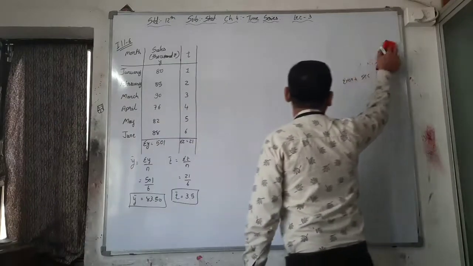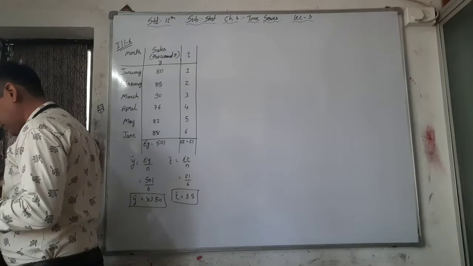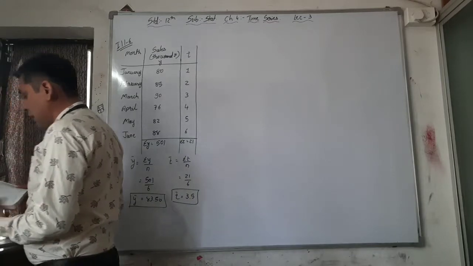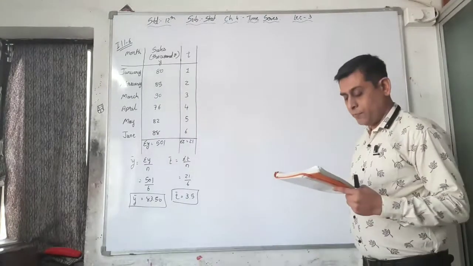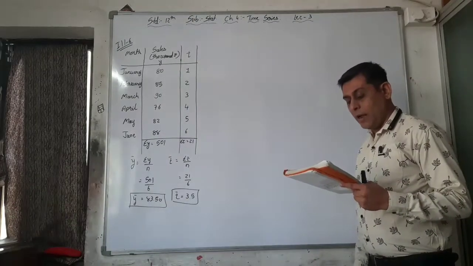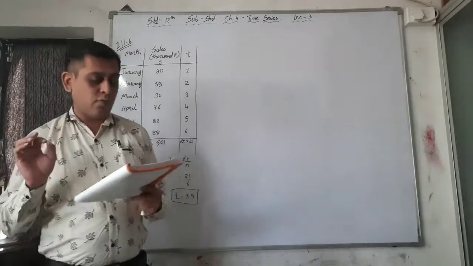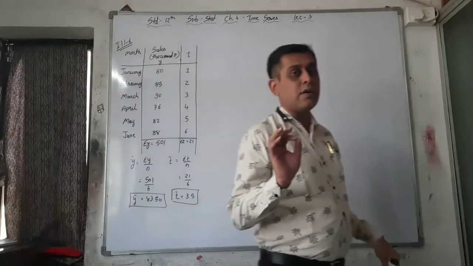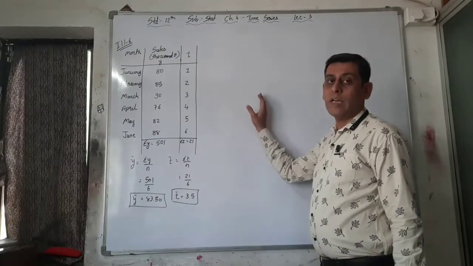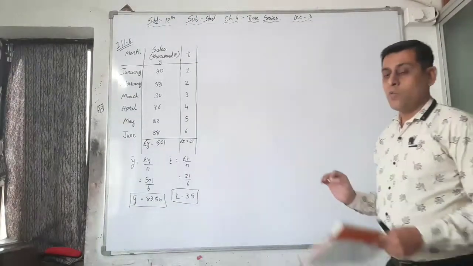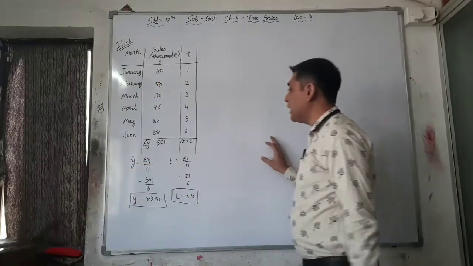Read the question first. Page number 170. The data about the monthly sales, in 1000 rupees, of the company are given in the following table. Fit the linear trend and show it graphically. What are the two questions? The first question is to fit a linear trend. In illustration number 5, we found the last column, that is, trend values. Here again we have to find the trend values because the question is to fit the linear trend.